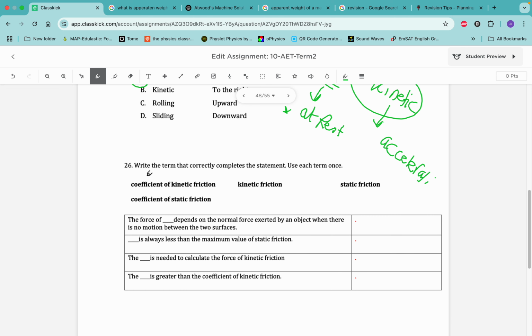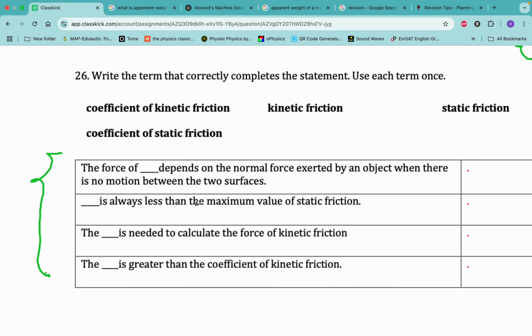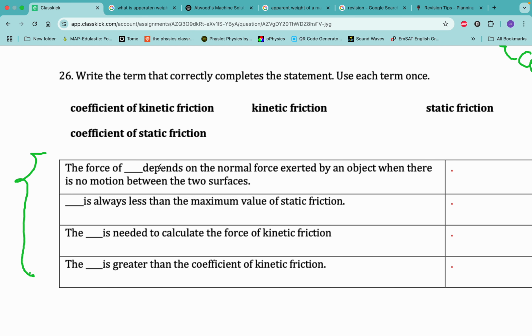Next, we have what is like a word bank. With these different definitions or descriptions, we need to understand which word will fill the blank. As usual, we're going to try to find the keyword. The force that depends on the normal force exerted by an object when there is no motion. So no motion, automatically we think of static friction force. So this is number one.